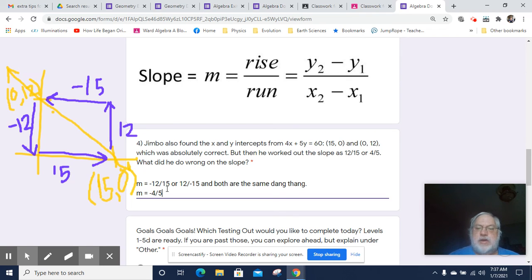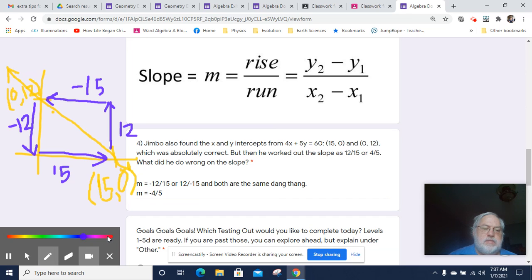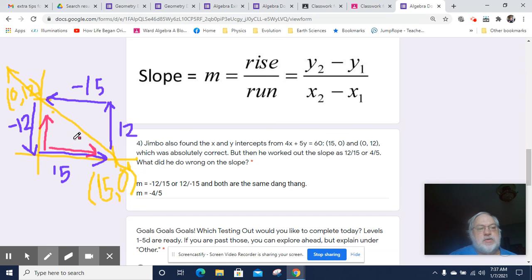And so how did Jimbo get positive 4 over 5? There's two possibilities. One is he just did his change of y in the opposite direction of his change of x. So maybe he did this. Maybe he did change of y and then change of x, just in opposite directions, not flowing from one point. Notice how this flows from this point. This one flows from that point. This is going to that point and then going over to the other point. It's not flowing in the same direction.